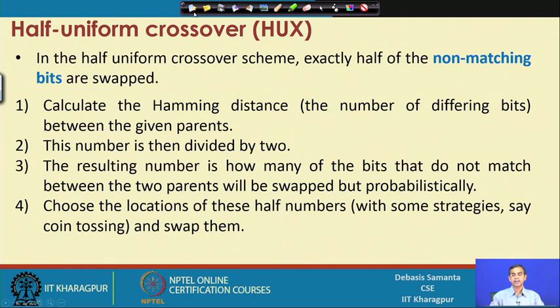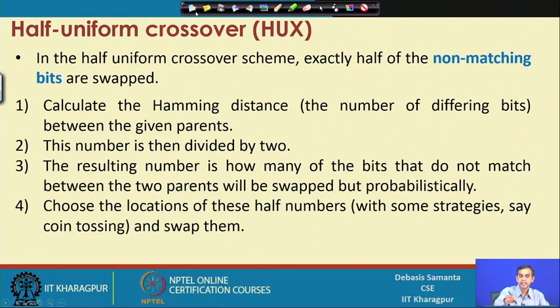So, here the resulting number is how many of the bits that do not match between the two parents will be swapped probabilistically. Here is a concept, it is called probabilistically. That means again we can toss a coin, and if the toss gives 1, then this bit pattern will be swapped, and if it is not, then 0. So, the probability in this case is 50%, so half of the bits will be swapped.